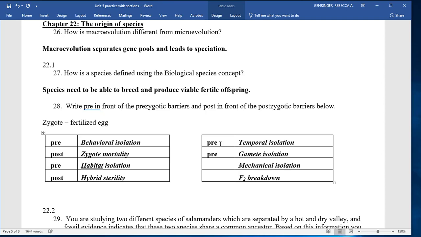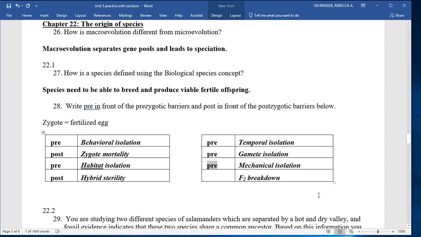Mechanical isolation. This one is when the reproductive parts of different species literally don't fit together, or they could cause injury during mating, things like that. So I think our example in our book was the damselfly. So this would be before the zygote could form, so this would be prezygotic.